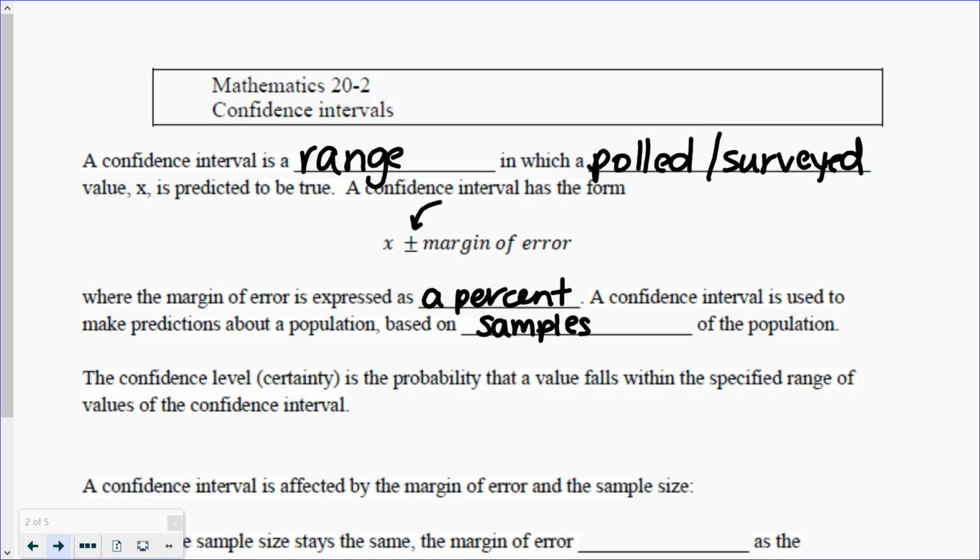So we have confidence interval and we have confidence level. The confidence level is the probability that a value falls within a specified range of values of the confidence interval. The confidence interval is affected by the margin of error and the sample size. If the sample size stays the same, so if you're sampling the same number of people, the margin of error increases as the confidence level increases. And if the confidence level stays the same, the margin of error, sorry, I should be writing that down.